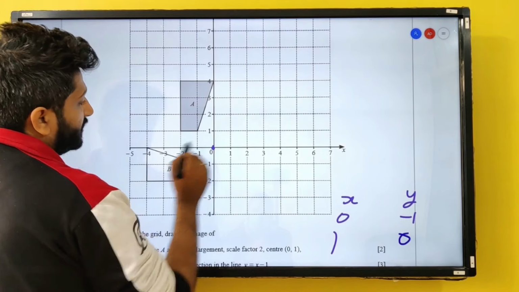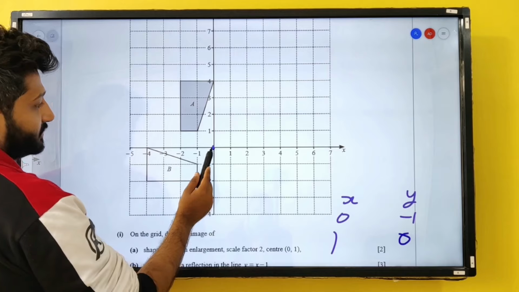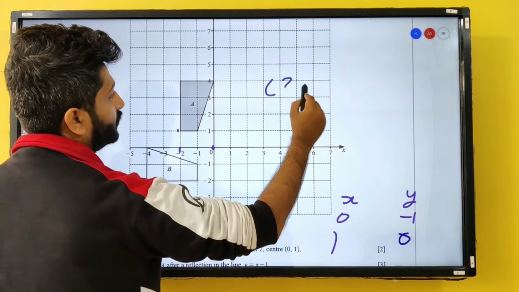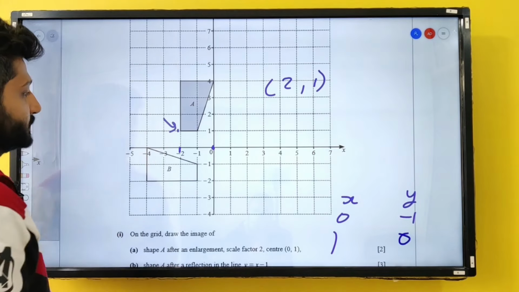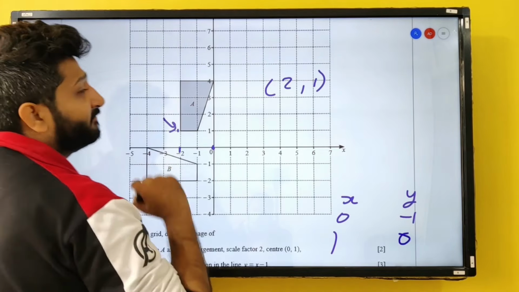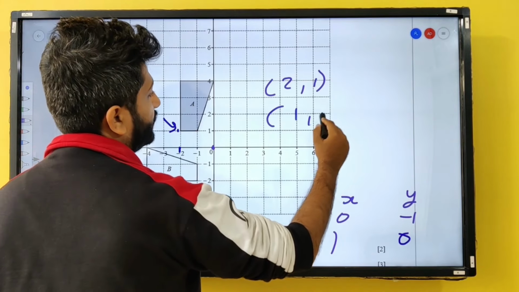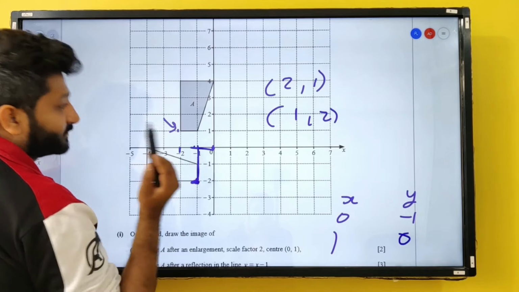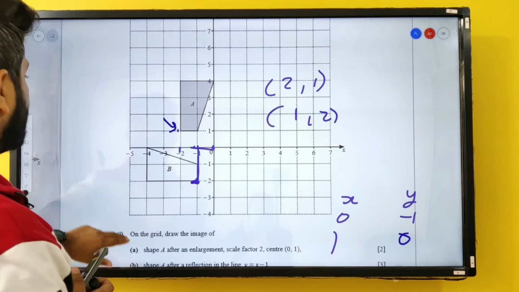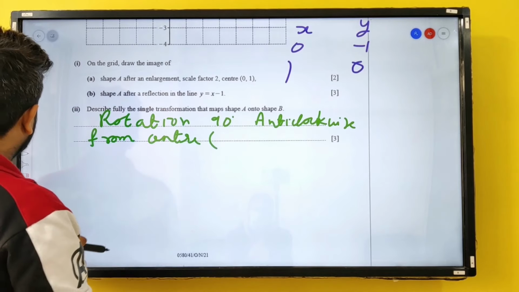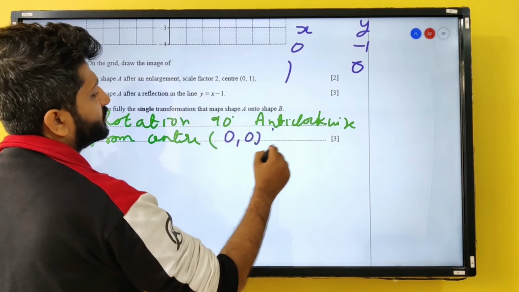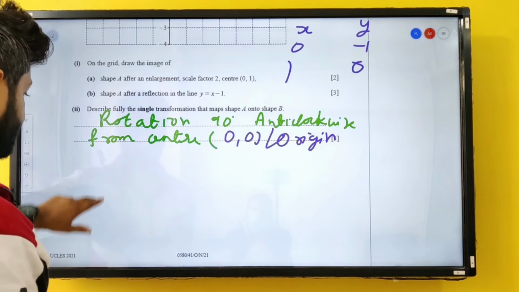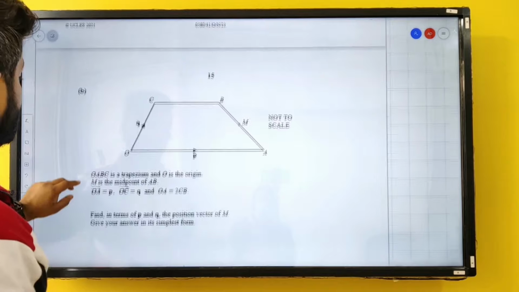From the origin, in x there is a change of 2 units, and if I change 1 unit in y, I get to this point. Because this is a rotation, the values get interchanged. So change 1 in x, change 2 in y, and I am getting this point. So this is my rotation from center 0, 0, or you could also write from the origin. No need to mention the center. Let's get to the next question.